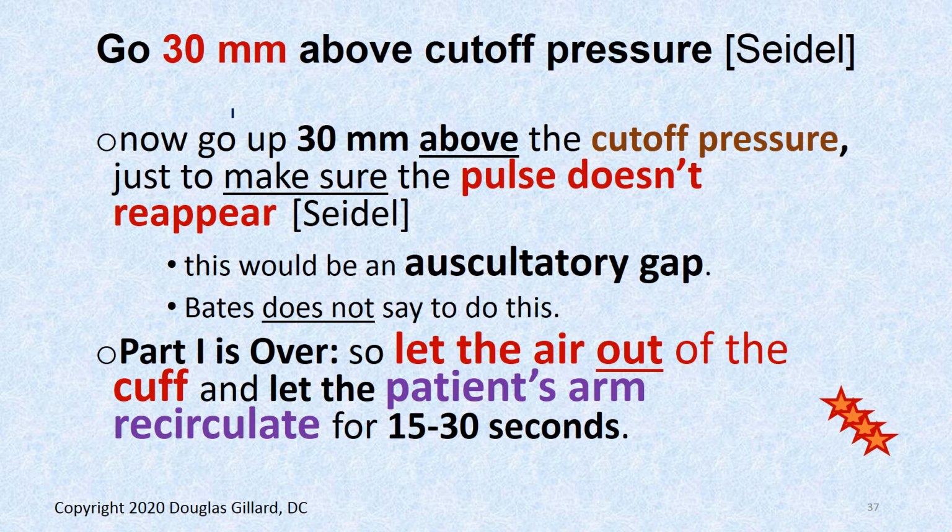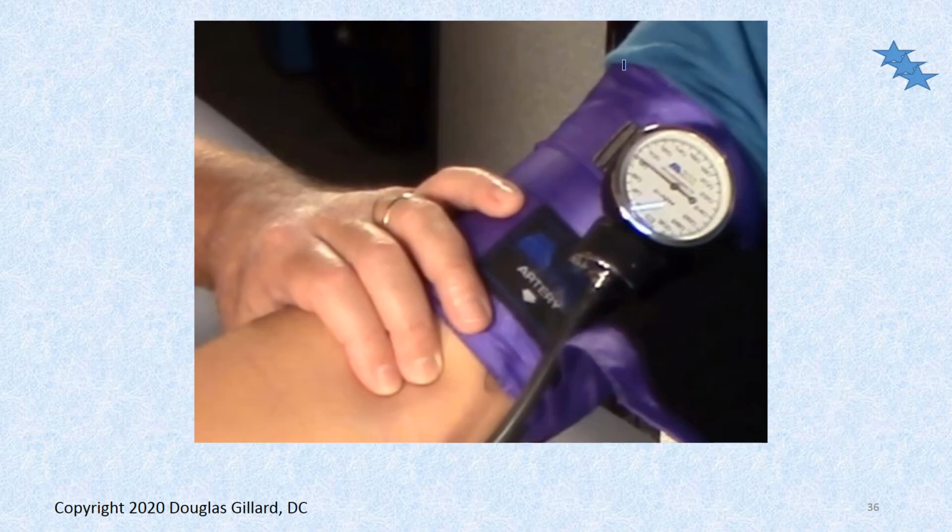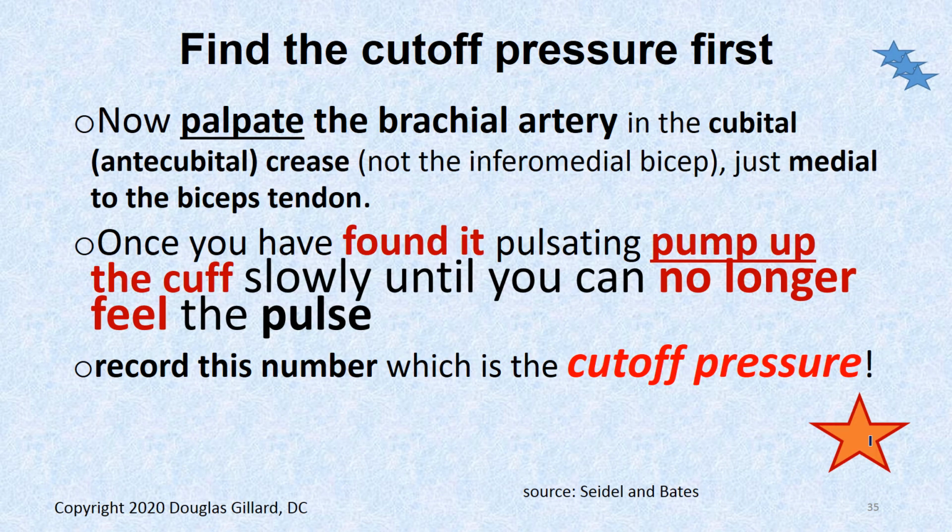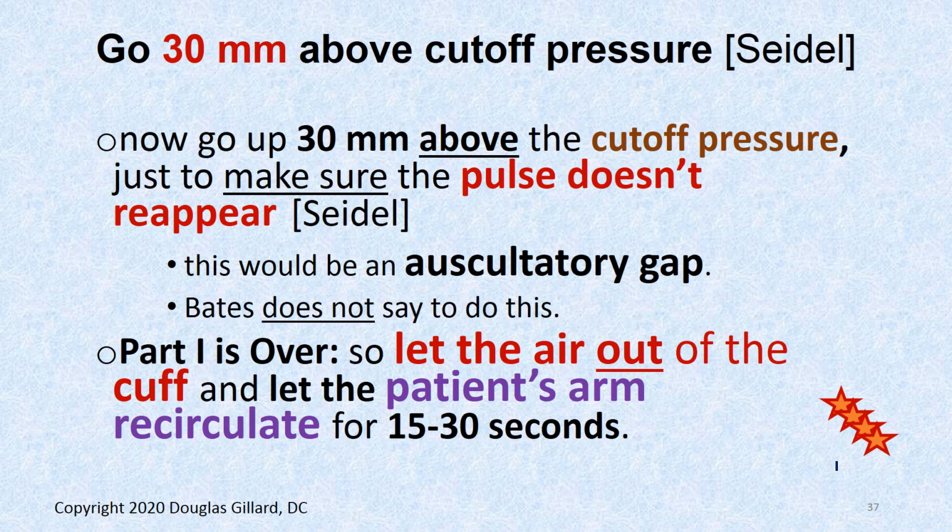All right? So once you've pumped up, you don't have to do that because Bates doesn't say to do that. Bates just says when you find the cutoff pressure, let's say it's 120, then your mission is accomplished. And your mission is to know how high to pump the cuff up. So you're going to pump up 30 above that to 150. Okay? All right, so let the air out of it.